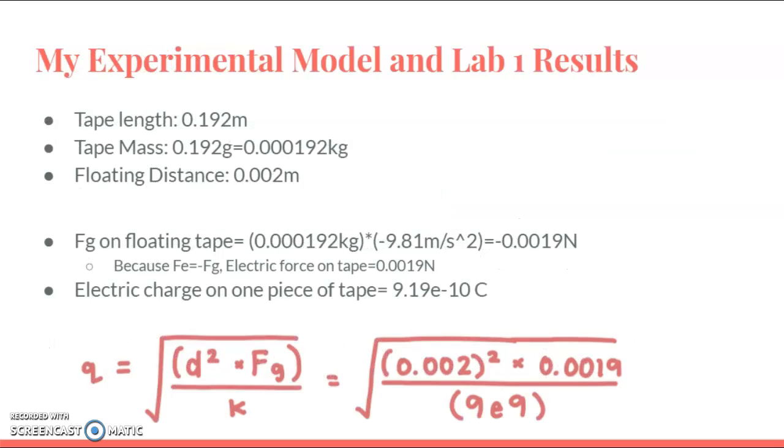Now, my experimental model in lab 1 resulted in these following data points. So the tape length was approximately 0.192 meters, and the floating distance was 0.002 meters. And the calculated electric charge, when I assumed that the tape acted as a point charge, I calculated to be 9.19 e to the negative 10 coulombs.